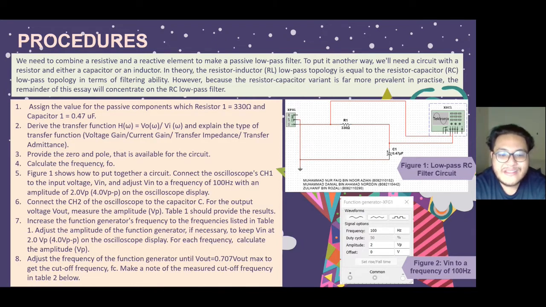And lastly, adjust the frequency of the function generator until V out is 0.707 times V out max to get the cutoff frequency FC. Make a note of the measured cutoff frequency in table 2 below.